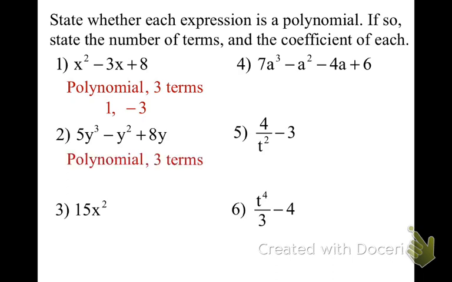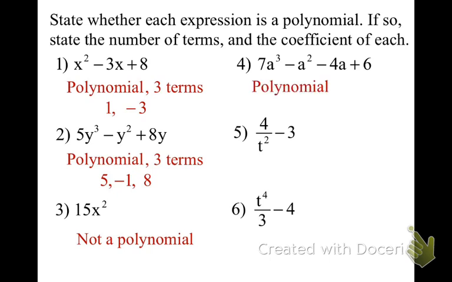Now check your work. Number 3 is not a polynomial. The coefficient would be 15, but we're only asked to state the terms if it's a polynomial. Number 4 is a polynomial. You have 7 as a coefficient, -1, -4, and 6, and there are 4 terms. Oh, sorry, 6 is not a coefficient.